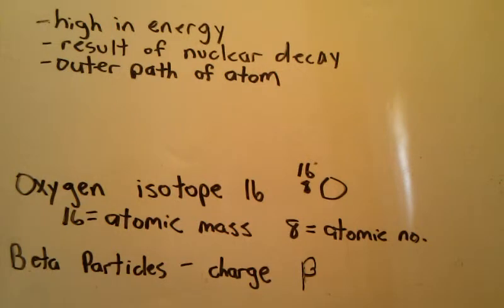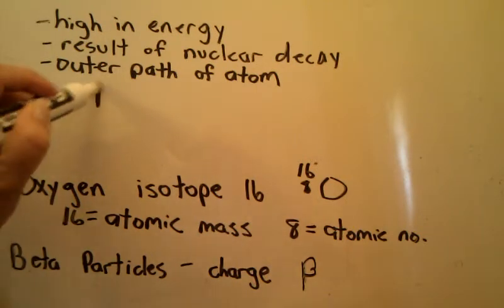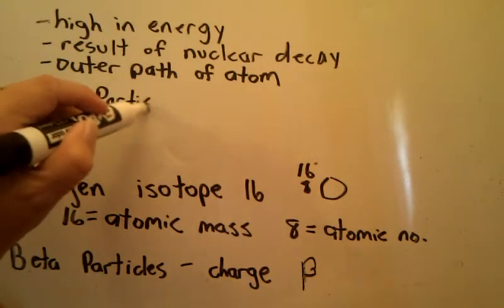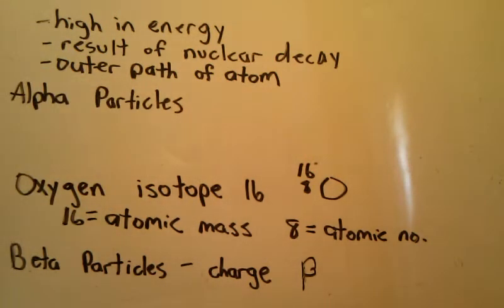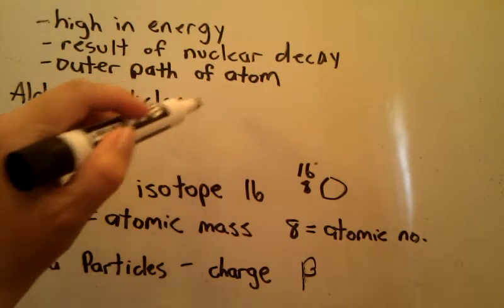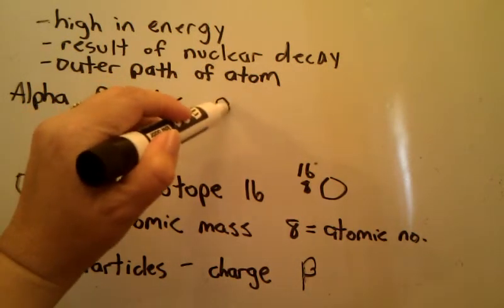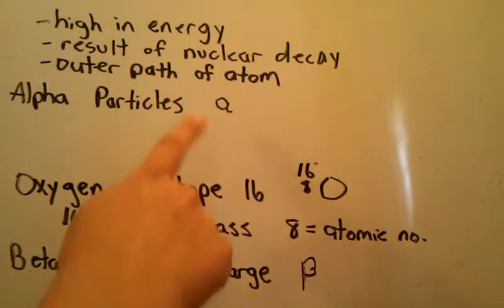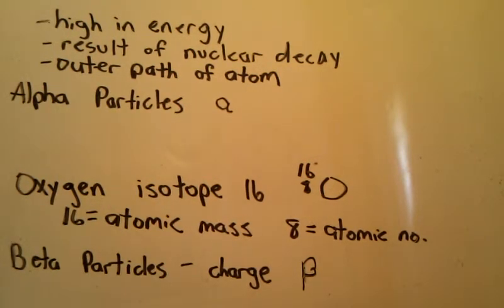Okay, let's talk about alpha particles. That kind of looks like a cursive A, maybe. This is the symbol for alpha particles. Sometimes in nuclear decay, both protons and neutrons are emitted together in one particle. This particle is called an alpha particle and is made up of 2 protons and 2 neutrons.